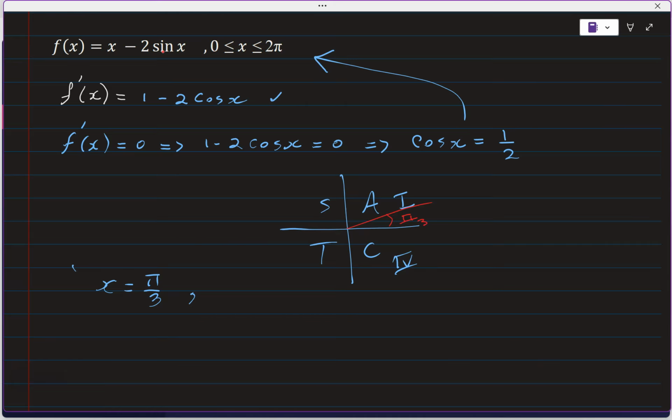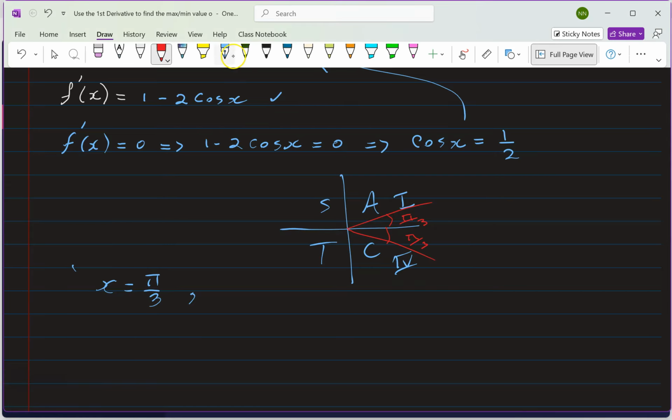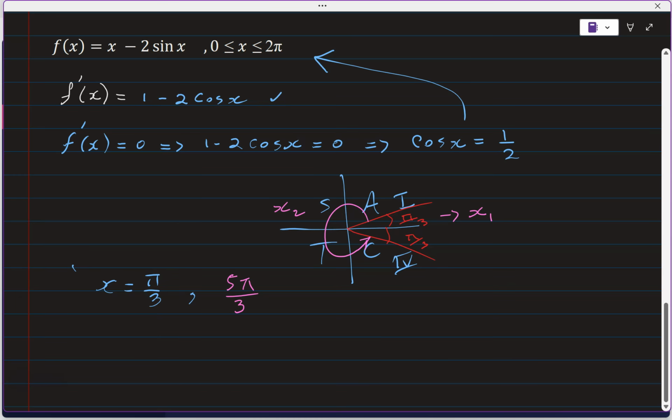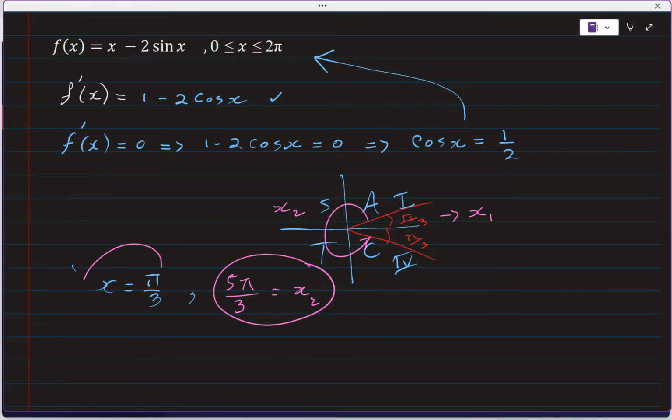And then you're going to use the same reference angle here as pi/3, but the new angle, x2, is 5 pi over 3, and that's just 2 pi minus pi over 3. That's the second angle. So those are the two values that you're going to get. That's x2, and then you got the x1. Those are the critical points.